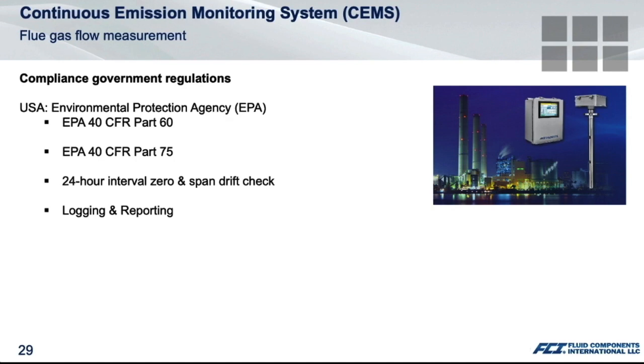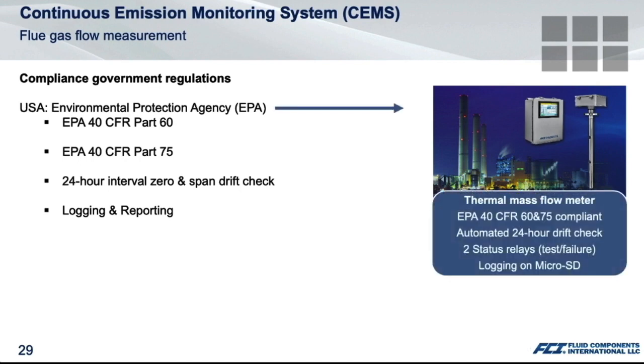These typically indicate the 24-hour interval of a zero check and a span drift check for the installed instrument, and require automated logging and reporting. A thermal mass flow meter, for example, is compliant to these EPA guidelines with an automated 24-hour drift check, 2 status relays, and automatic logging on a micro SD card which can be obtained from the instrument.